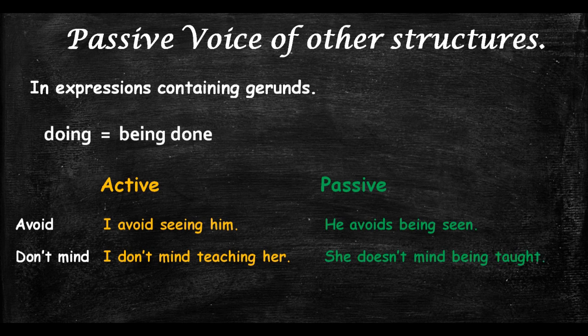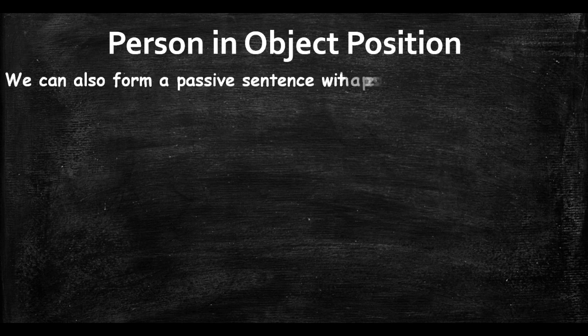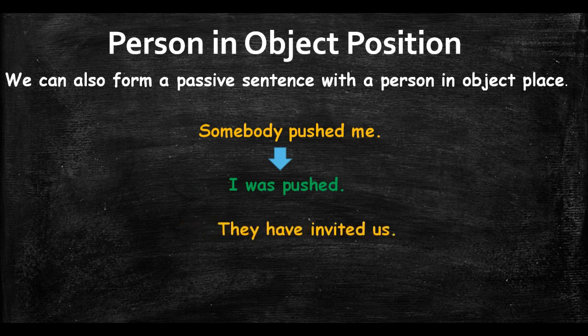Remember, in passive voice, the main verb will always be in the third form. Now, we can also form a passive sentence with a person as the object. So, somebody pushed me can be changed to I was pushed, or they have invited us will become we have been invited.